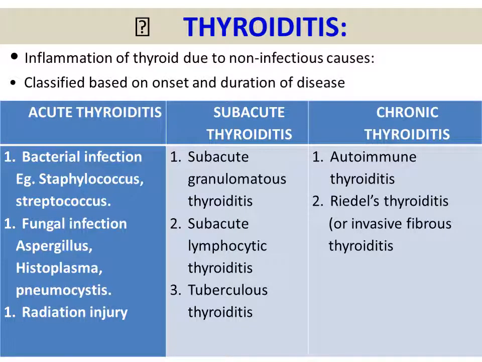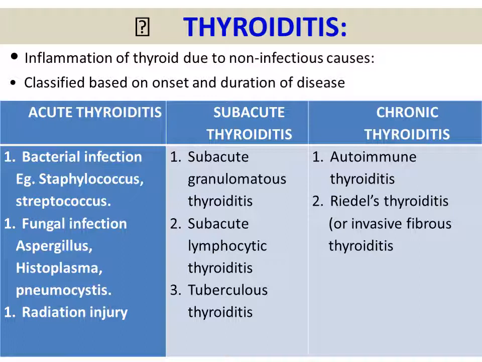Next disease is thyroiditis. This is an inflammation of the thyroid gland due to non-infectious causes. Classified based on onset and duration of disease. Three types: acute thyroiditis, subacute thyroiditis, chronic thyroiditis. Acute thyroiditis, three causes: bacterial infection, that is staphylococcus and streptococcus infections, then fungal infection, aspergillus, histoplasma, pneumocystis, and radiation injury. So these are the three causes of acute thyroiditis.